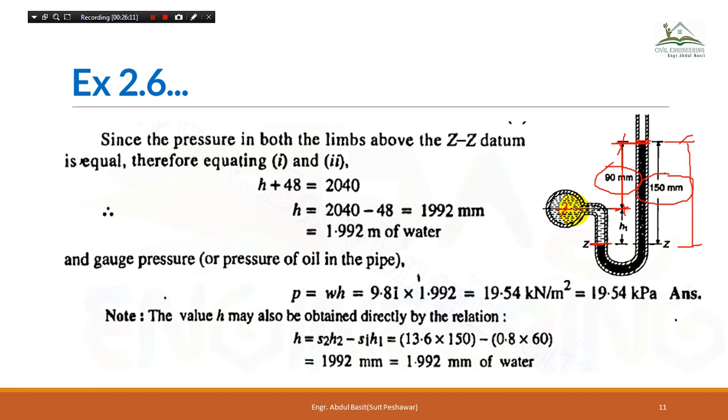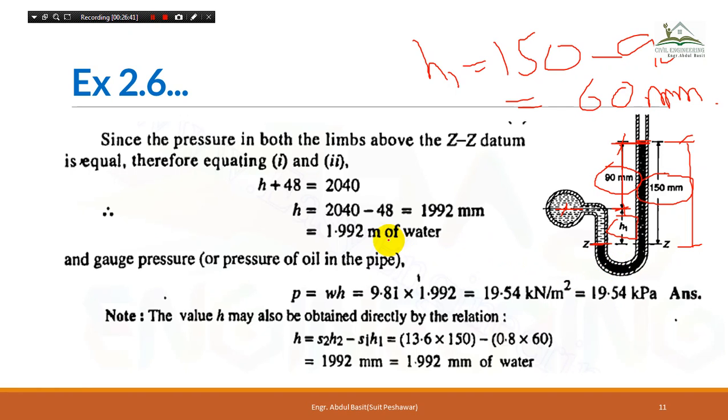millimeters. Okay, so from this you can determine this H1 for yourself now. How can you do it? 150 minus 90 will be equal to H1. This is a simple geometric calculation, 150 minus 90. So this is equal to almost 60 millimeters.